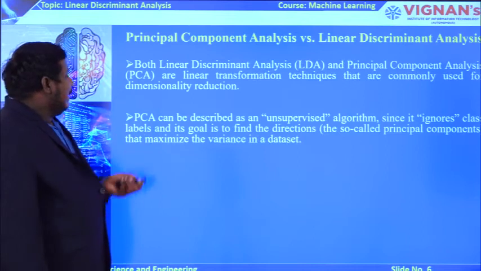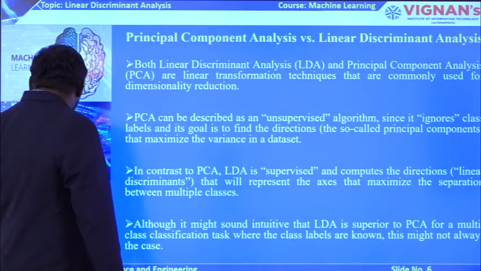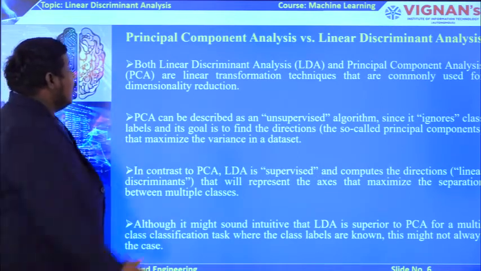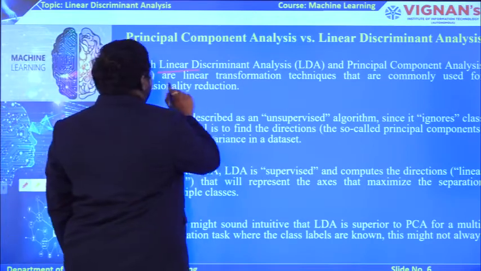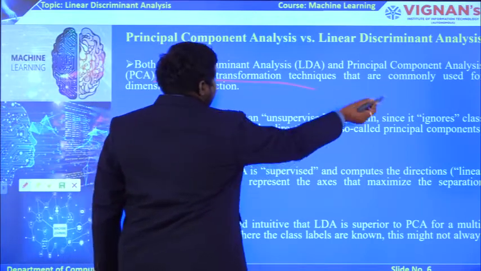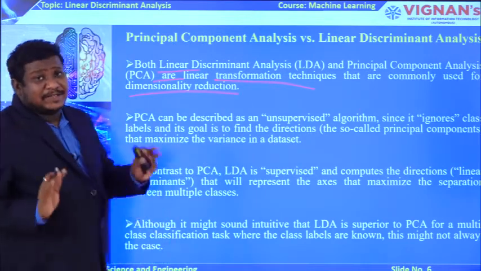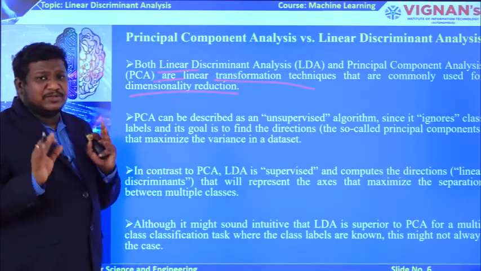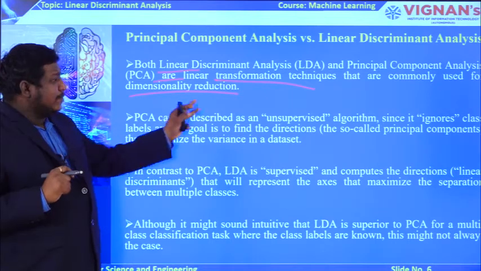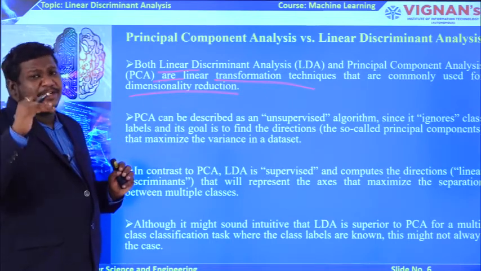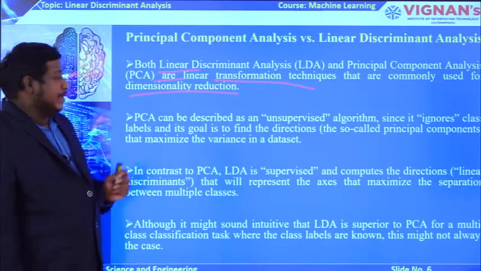The main differences between principal component analysis and linear discriminant analysis: both LDA and PCA are linear transformation techniques commonly used for dimensionality reduction. So the main task of both is dimensionality reduction. Reduction of the dimension of a data set is the goal here.